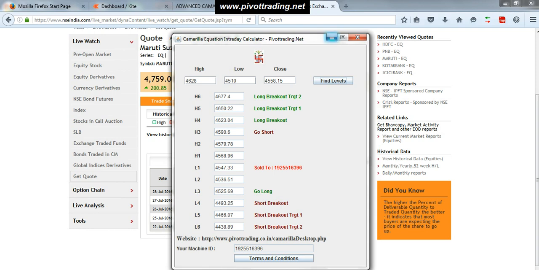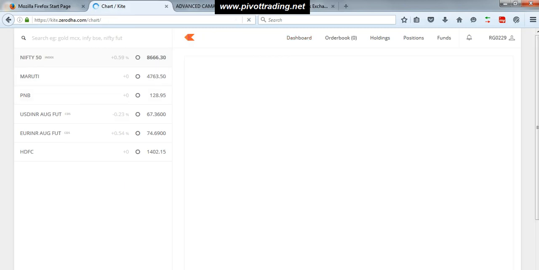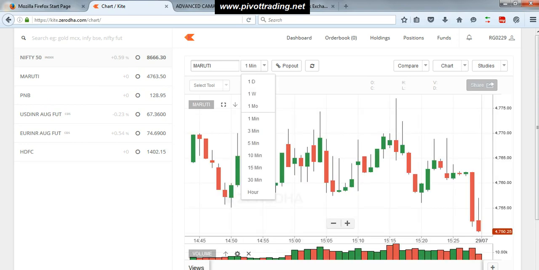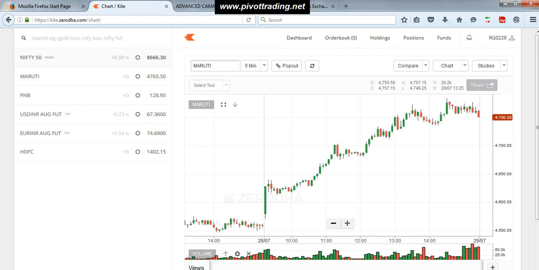Now, as per the rule, we go to our chart of Maruti. So here is Maruti for me. I open its chart. I open its maybe 5 minutes chart or 15 minutes chart. You can open as per your convenience. I'm just trying to show what could have happened today using this particular equation.